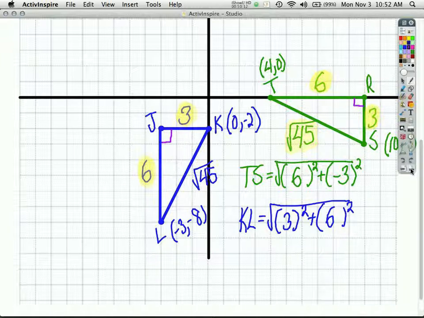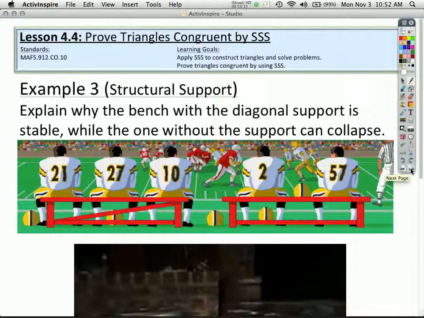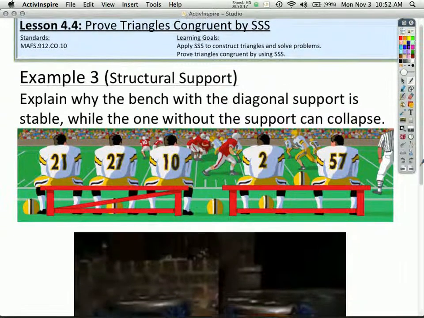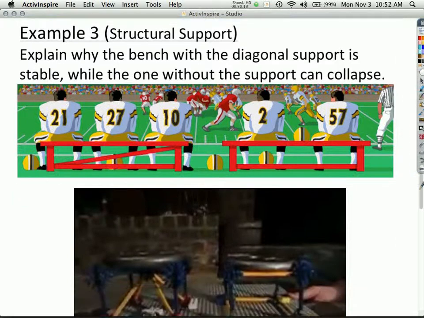All right. So now, example 3, I don't want you to write it. I just want you to read example 3, but I don't want you to draw anything. I don't want you to write anything. But look at the question. Explain why the bench with the diagonal support is stable, while the one without the support can collapse.